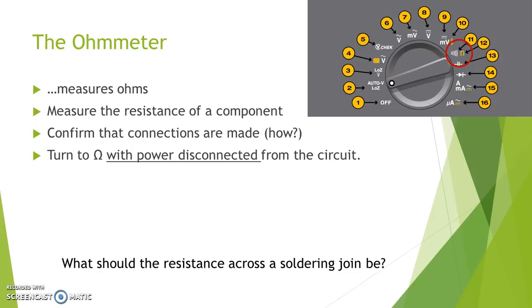So a question for you before you proceed. What do you think the resistance across a soldering joint should be? Think about that for a second. You can pause it if you want to think about it, and I'll answer it now. The answer should be a good soldering joint has a resistance of something very, very close to zero, just like a wire.